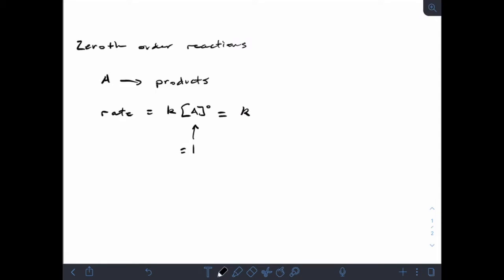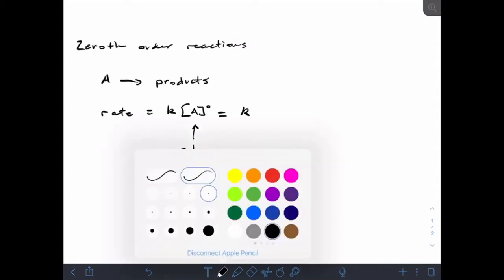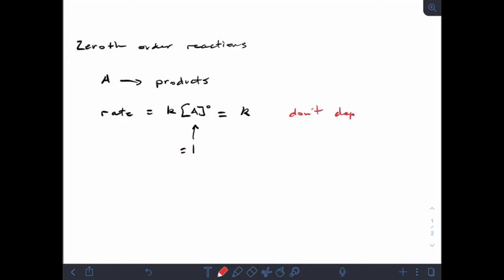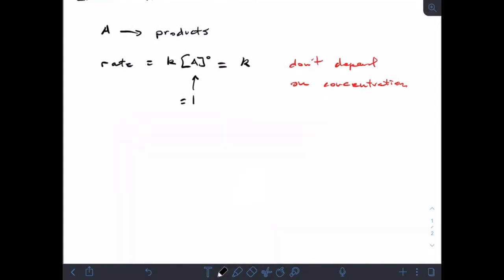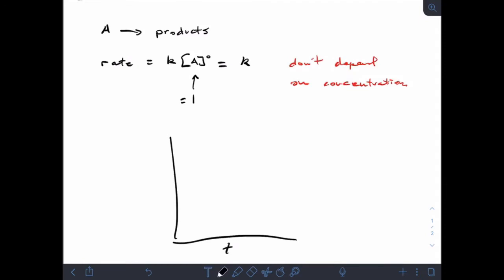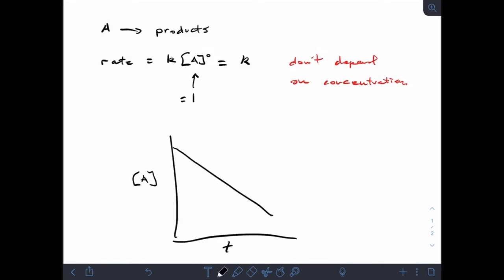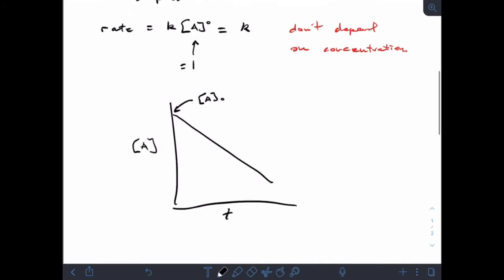The important thing about zeroth order reactions is that they don't depend on the concentration of the reactants. It doesn't matter how much reactant I have, the rate is just going to be constant. So if I plot this data on a graph, concentration versus time, I get a straight line, because if nothing depends on the concentration of A, then the rate will just be a constant decay. The intercept here tells us A at time 0. If we're at 0 on the x-axis, that's the concentration of A at time 0. Notice we have a negative slope.